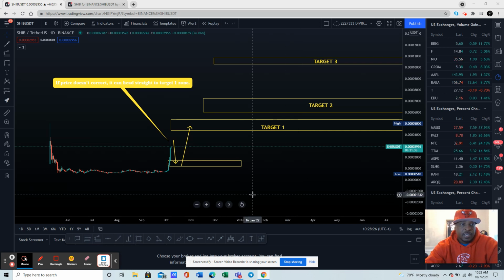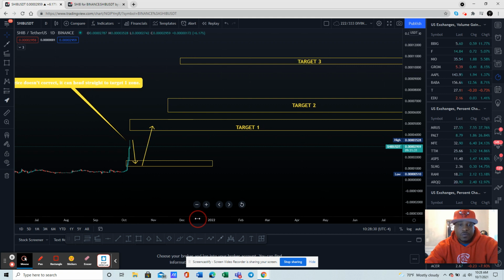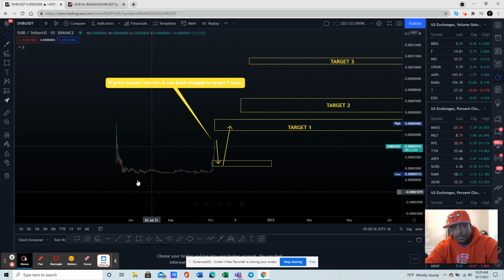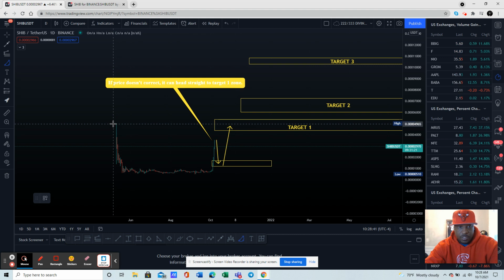Good morning, guys. Doing a Shib technical analysis. So I've already went ahead and set up my targets and whatnot. What I'm looking for is we got a massive cup and handle formation that's being formed.